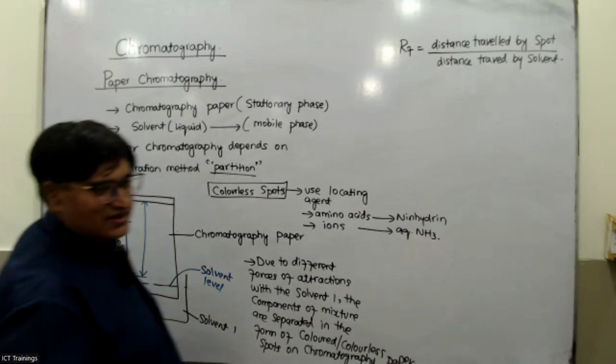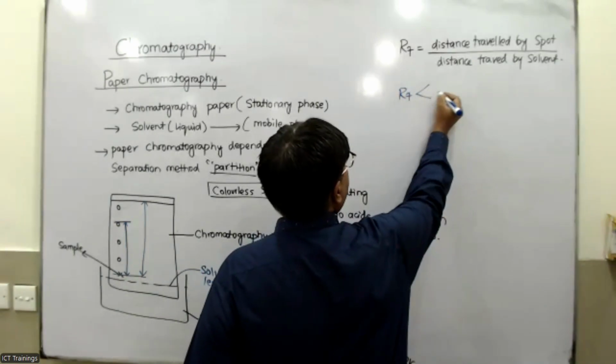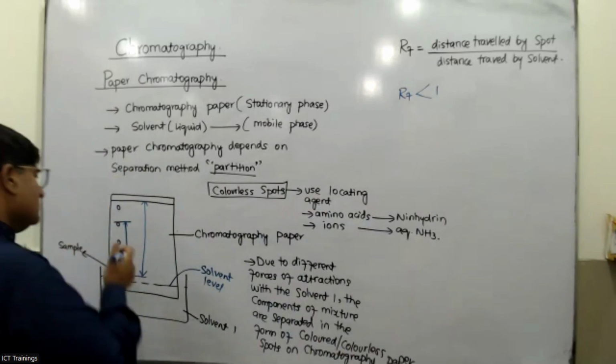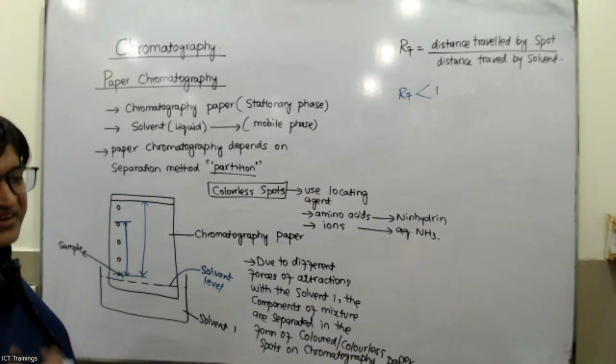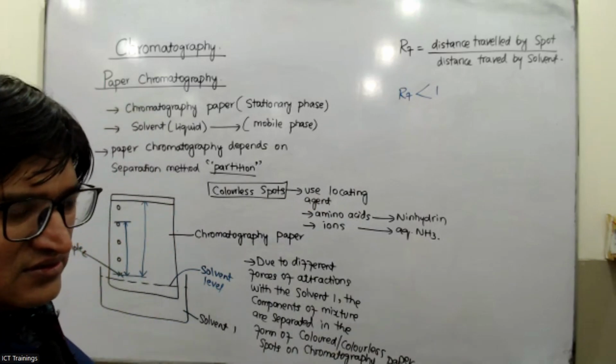And normally, my dear students, remember the value of Rf is less than 1. Always it is less than 1. Why? Because the spot travels less distance and the solvent always travels greater distance. Did you get it? Yes.